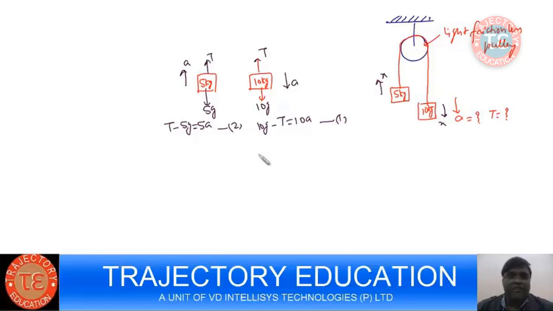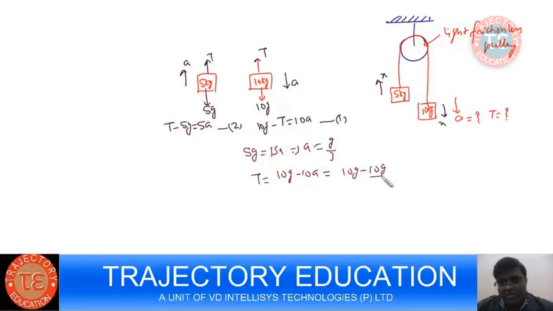Alright. So if I add 1 and 2, what do you get? You get 5g equals 15a. So a will be g by 3. And tension is going to be 10g minus 10a. That is 10g minus 10g by 3, which is 20g by 3. That's going to be the tension. Right? So tension, you only apply in the direction of the string.